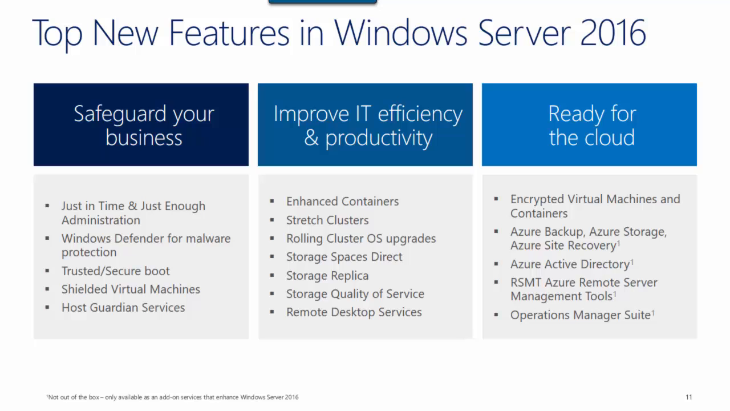Now, as we take a look at what the top new features are in Windows Server 2016, we won't go through all of these in detail because obviously each of these is going to be quite a bit of content, but we'll just do it at a high level. For Safeguard Your Business, the important things we covered: the enhancements to granting the right level of administration at the right time, the inclusion of Windows Defender for malware protection, and making sure that you've got secure boot capabilities that have been on the desktop side for a while now, but leveraging these on the server side. Now, the improved IT efficiency and productivity, this is where things like virtualization, containers, if you need clustering, if you need storage replica, etc., these are things that will be provided for you.